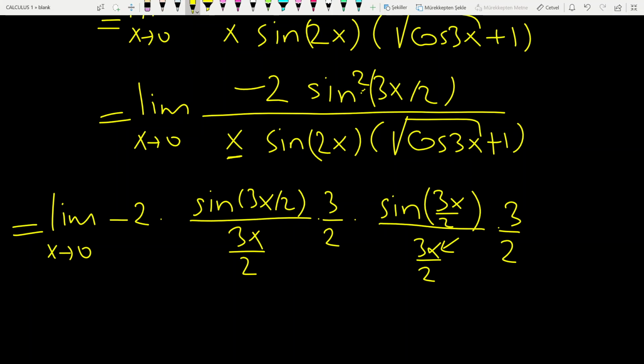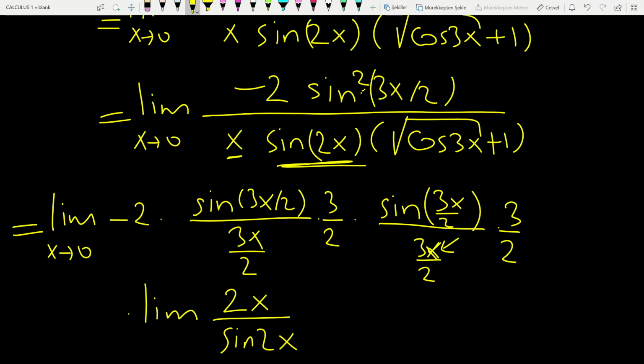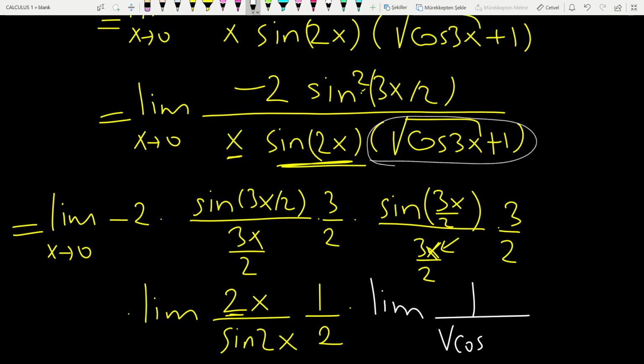Times limit 2x, since I multiply denominator by x, I multiply numerator by x also. We have 2x sine 2x from here. Since I multiply by 2, I have to divide by 2. And finally, this expression, limit 1 over square root of cosine 3x plus 1. X tends to 0.